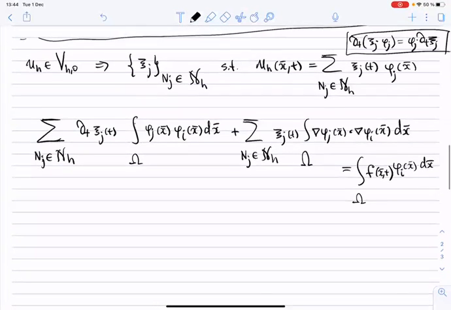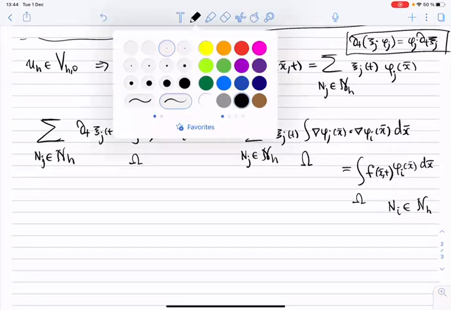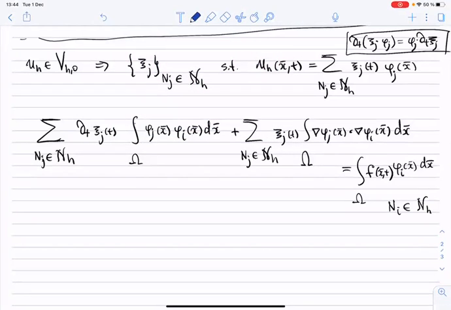So this equality is true for all nodal values inside the set of these interior points. All right. So now we do the usual stuff. We denote this integral by M. It's a mass matrix.